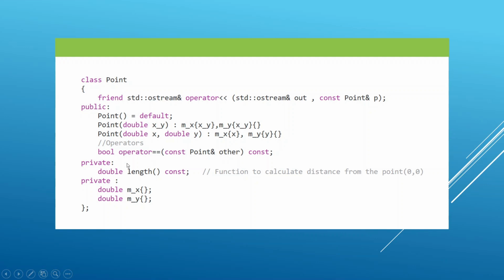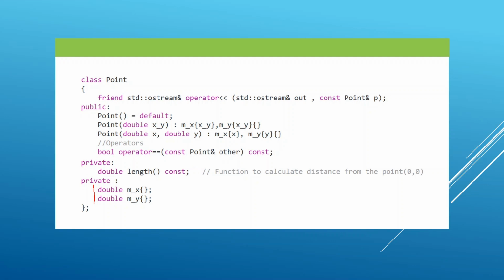So obviously the default compiler generated equals operator is not going to suit our needs because the default one is just going to do lexicographical member-wise comparison, and that's not what we want. So in this case, we need to set up our own equals operator.